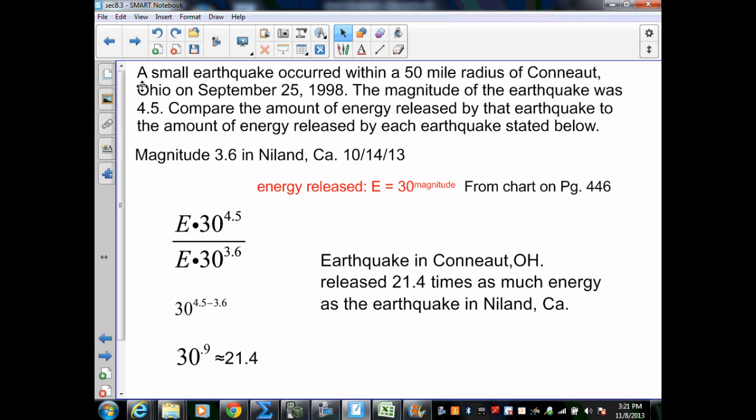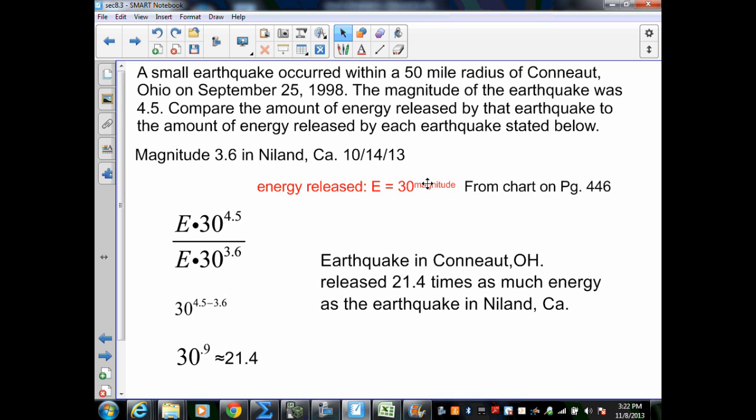A small earthquake occurred within a 50-mile radius of Conneaut, Ohio on September 25, 1998. The magnitude of the earthquake was 4.5. Compare the amount of energy released by that earthquake to the amount of energy released by each earthquake stated below. Here we have an earthquake with a magnitude of 3.6 in Niland, California on 10/14/2013. From the chart on page 446, we can see energy released, which is E, is equal to 30 to an exponent, and that exponent is the magnitude.